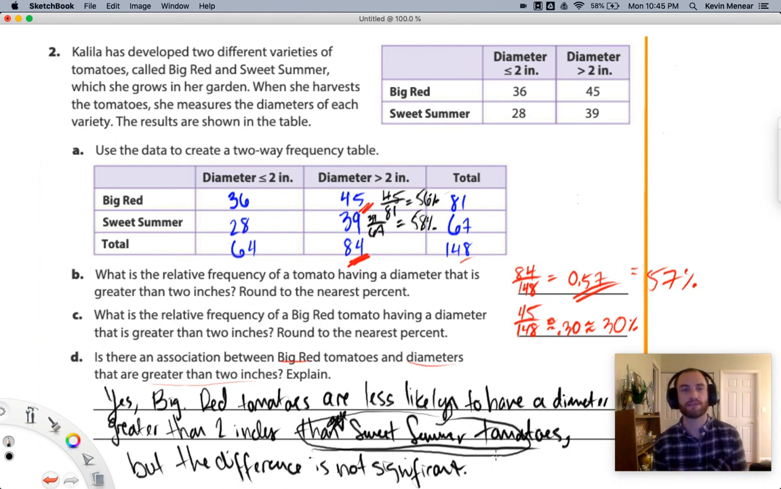What if big red tomatoes just taste way better than sweet summer tomatoes? I don't know. First off, this seems like the names are wrong because big red tomatoes should be bigger. But anyway, the point is that you wouldn't want to make your conclusion sound super strong here. So it would be good to put a clarifying statement in there, such as, but the difference is not significant.